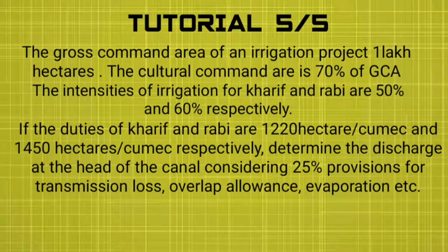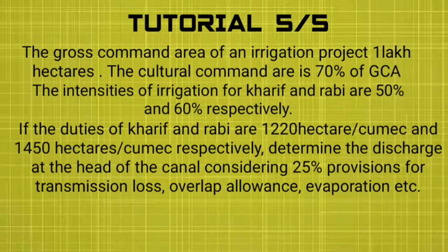For the Rabi crop, again, for finding the area for Rabi crop, we have the culturable command area which we have found in the first step into 60, since the intensity of irrigation for the Rabi is 60, right? So 60 divided by 100 will give you the area of Rabi in terms of hectares. And similarly we have the duty for Rabi, which is already mentioned in the problem as 1450 hectares per cumec, right? You can use this along with the area under Rabi to find the required discharge for Rabi. So the area for Rabi divided by the duty for Rabi will give you the required discharge for the Rabi crop in terms of cumec, right?